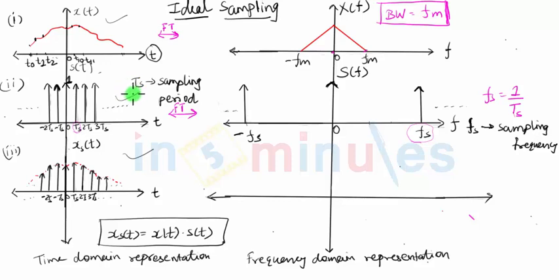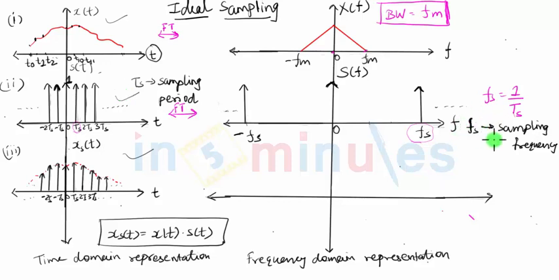If Ts is 1 microsecond, Fs will be 1 upon 1 microsecond, which is 1 megahertz. That means 10 raised to 6 hertz, and that simply means that in 1 second, I will be reading 10 raised to 6 samples from x of t. I repeat, if Ts is 1 microsecond, that means after every 1 microsecond, we will read 1 sample from x of t. So in 1 second, we will read a total of 1 upon 1 microsecond samples, which comes out to be 10 raised to 6 samples.